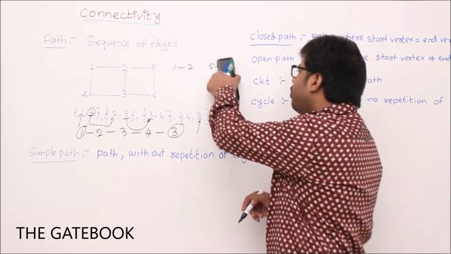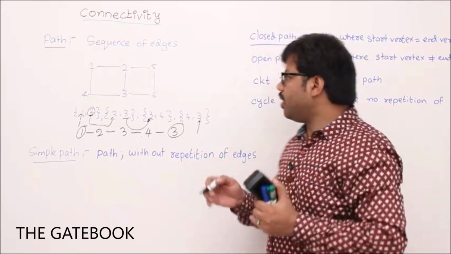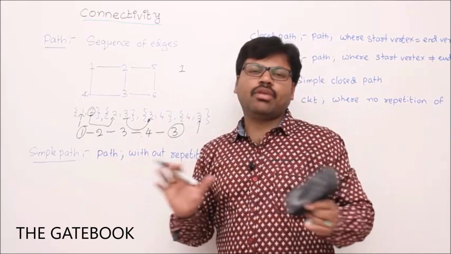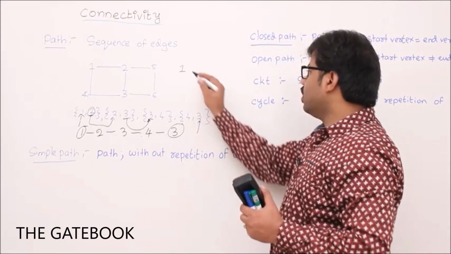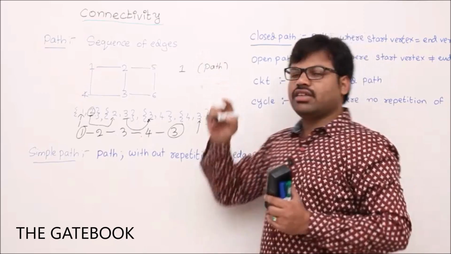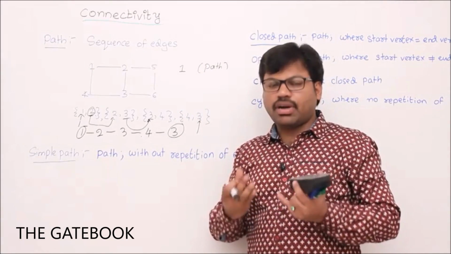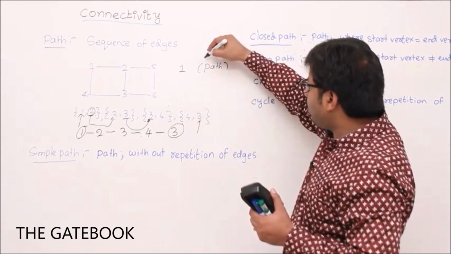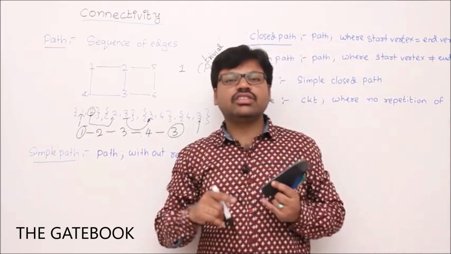There is one interesting path, that is the trivial path. If I start at 1 but I don't take any edges, that means I take 0 edges, then still we say that is a path. So you are not seeing any path here, you are just seeing a vertex. You can't see the path clearly because there is no edge inside it. This is called a trivial path. A trivial path is a path with 0 edges.